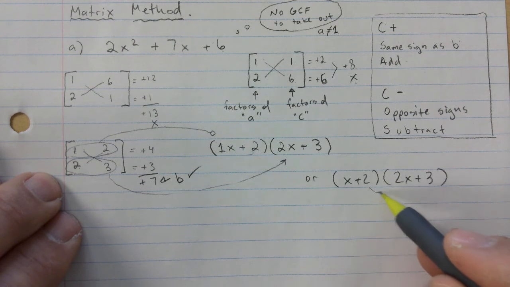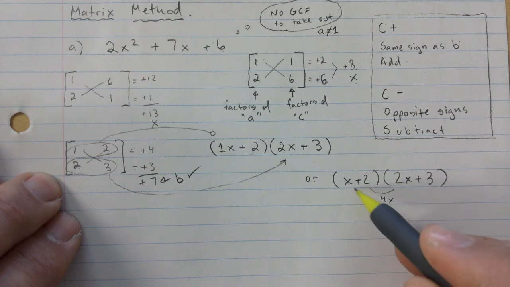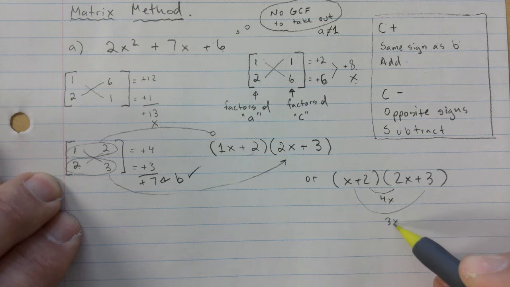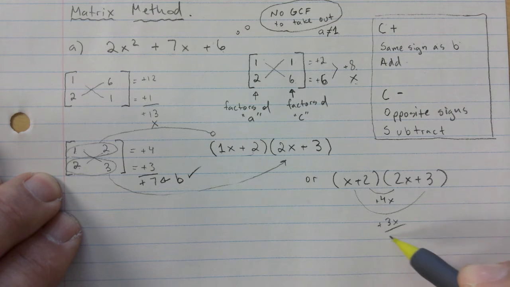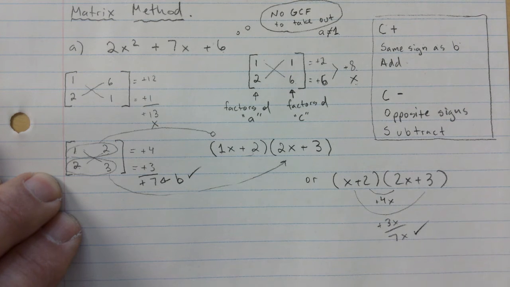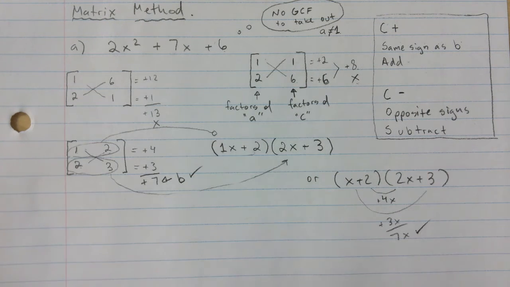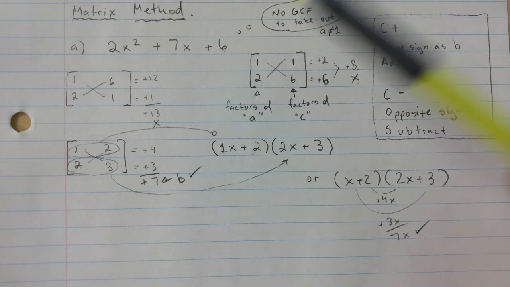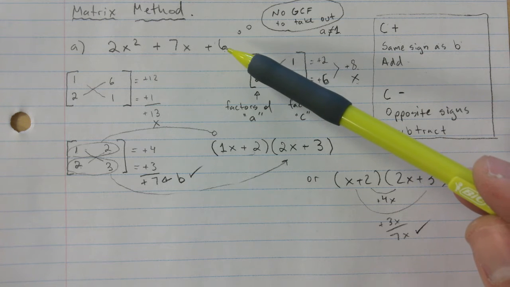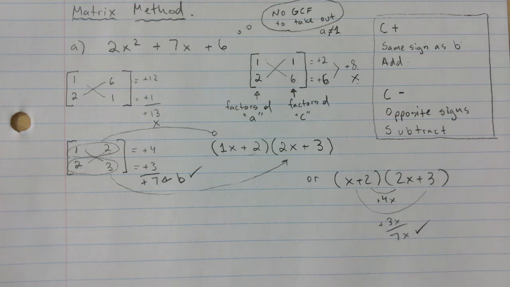Okay, and let's do a quick check. 4x, 3x, they're all positive. That is 7x. Checks out. And if you were to multiply this out, you should get back to the original trinomial. Okay.